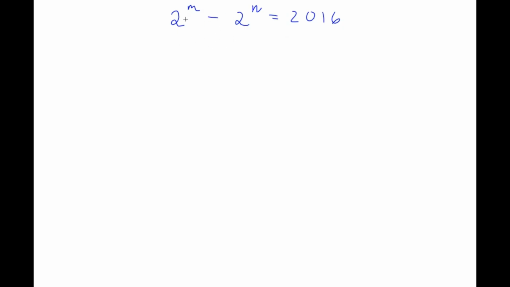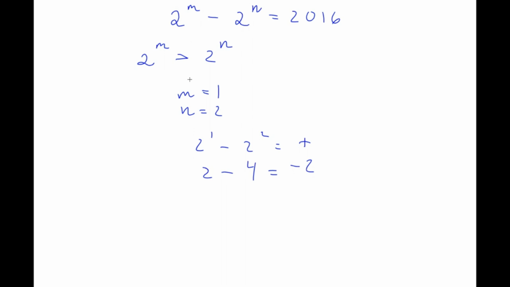Now, as you see, because 2 to the power of m minus 2 to the power of n is equal to a positive number, which in this case is 2016, we know that 2 to the power of m is greater than 2 to the power of n. Because let's say, hypothetically, that m was equal to 1 and n was equal to 2. We would have 2 to the power of 1 minus 2 squared is equal to a positive number. 2 to the power of 1 is 2, minus 2 squared is 4. And this is equal to negative 2, which is a negative number.